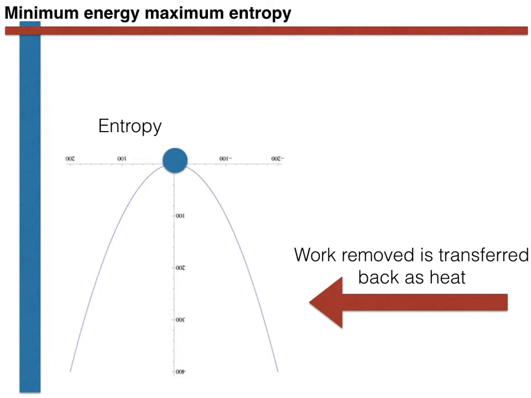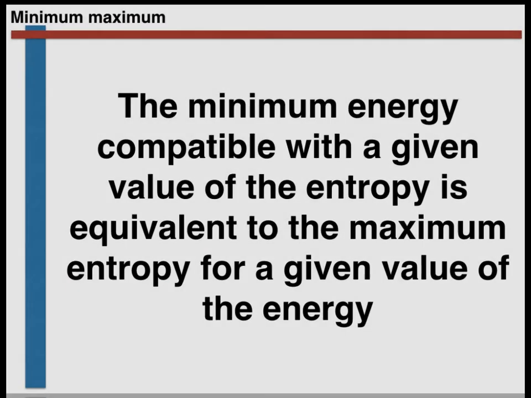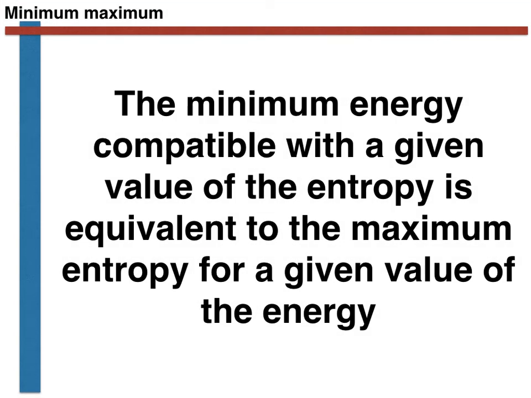I thus find the following. The minimum energy compatible with a given value of the entropy is equivalent to the maximum entropy for a given value of the energy. In other words, when the system is at equilibrium, its internal energy is minimized and its entropy is maximized.